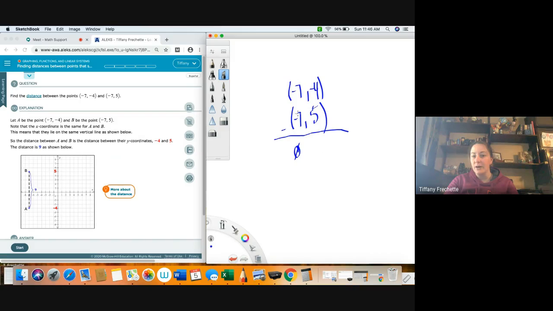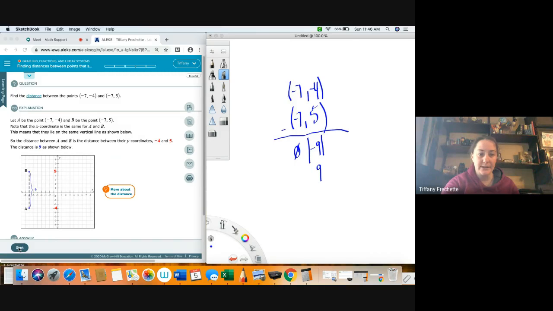So I have -4 minus 5, which gives me -9. We want the absolute value of this number. We don't want -9; I just want to know how many units are between them. So there are 9 units between them. That's a quick way: you just stack the 2 and subtract the ones that don't match. The ones that match, you always get 0, because those are your shared coordinate.